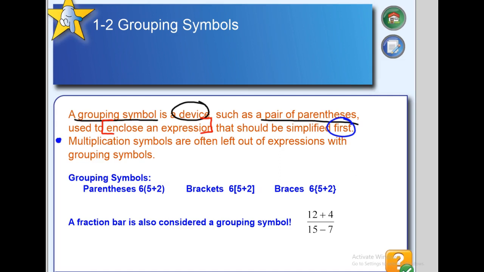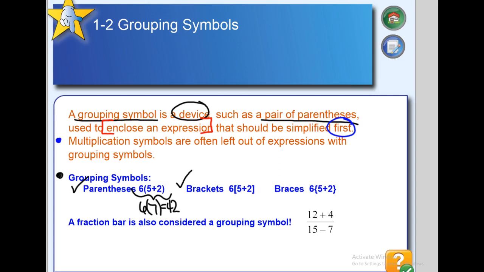Now, let's look up here at my examples. When we look at our grouping symbols, Mrs. Burton gave you 3 examples. Parentheses. You and I have seen parentheses before, but as soon as you see numbers and operators inside those parentheses, that's saying, hey, do me first. So let's do that. We know that 5 plus 2 is 7, and so now we have 6 times 7, which equals 42.